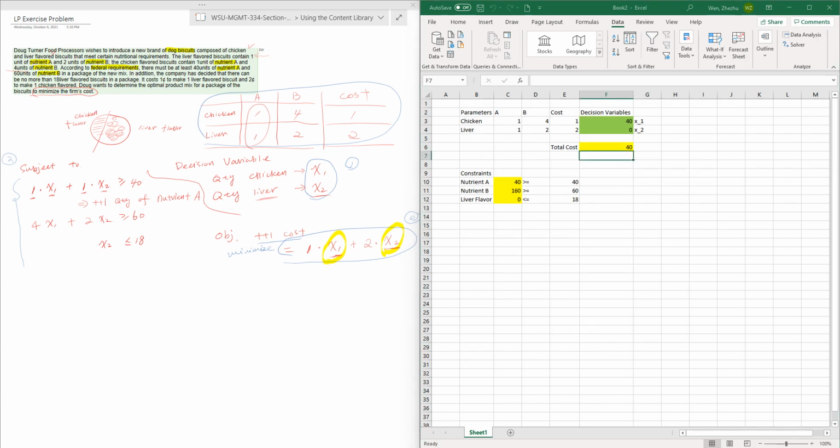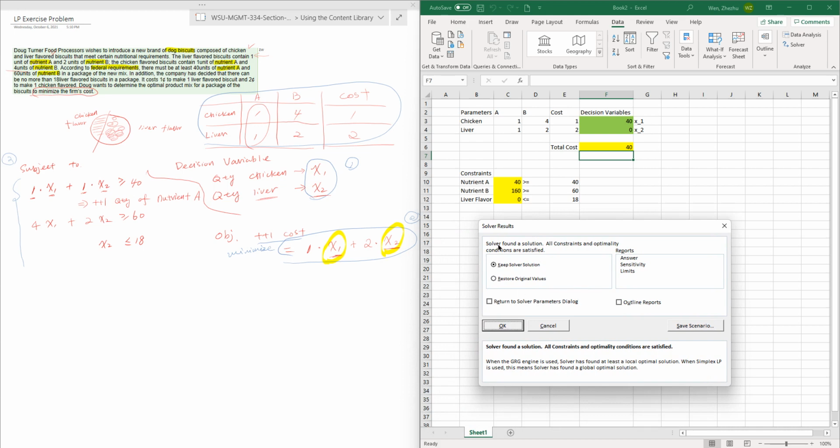So I got this solution as the current optimal solution. Okay, but something doesn't look right, right? Because this is currently 0. So it means 40 chicken with 0 liver. Well, mathematically, it may make sense. But from a business perspective, this doesn't really make sense, right?